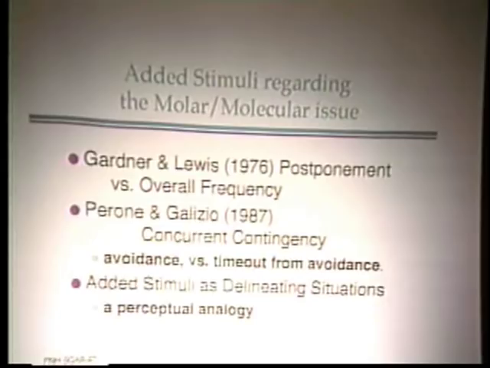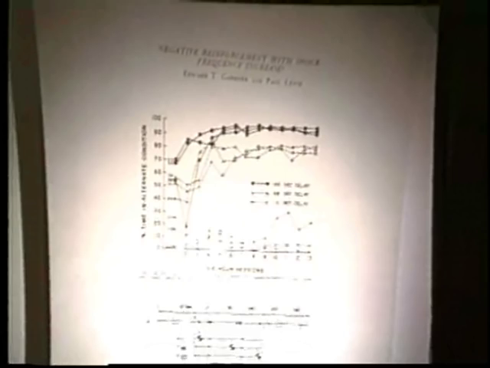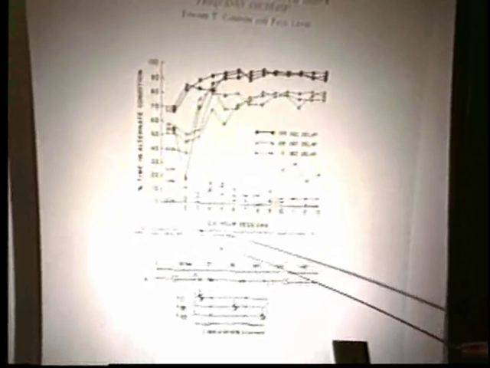I had promised earlier that I would mention some more sophisticated work than the early stuff that I did, and so there are two examples here, actually three. One is by Gardner and Lewis, who actually followed up on the stuff I had done with shock postponement. And what they did was to work with much wider ranges of postponement as well as wider ranges of shock frequency.